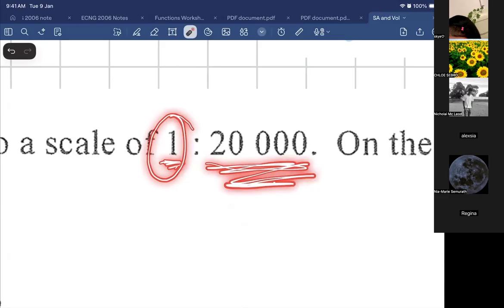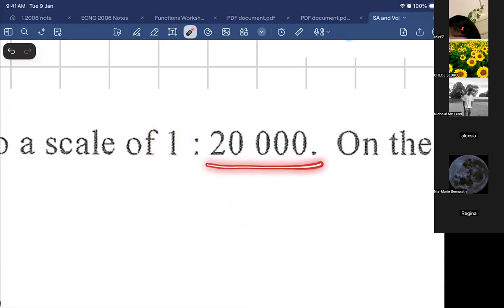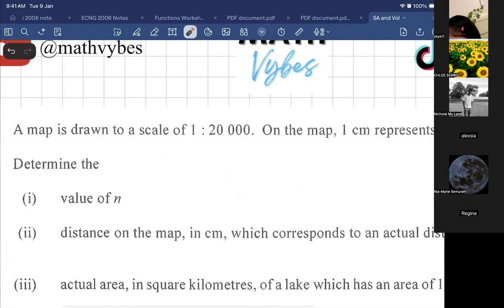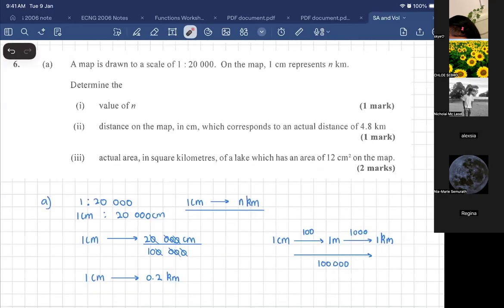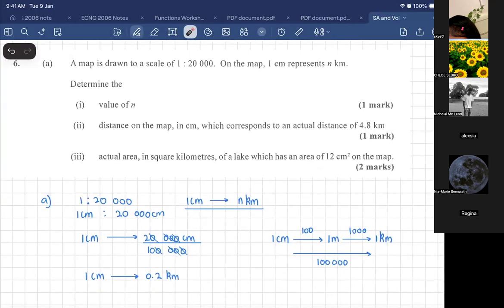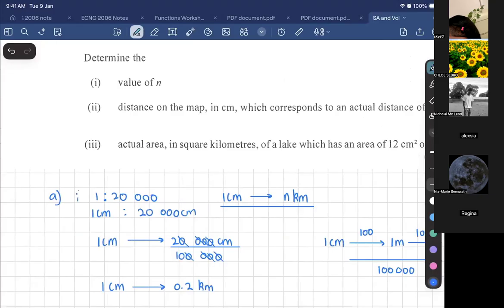20,000. Right, but do we want to write it as 20,000 centimeters? No. What do we want to write it as? Instead of centimeters? Kilometers. Exactly. So you need to figure out how many centimeters make 1 kilometer, and then you divide by that amount. And that would tell you your answer in kilometers. Understand? Right, let's move on to part 2 now.